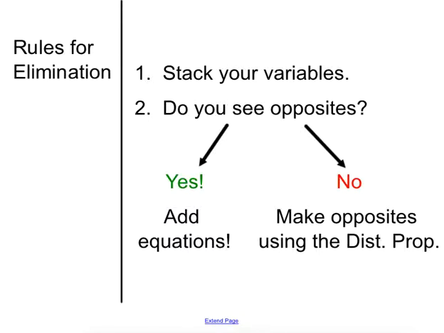Then, in order to do elimination, you need to have opposites. What I mean by opposites is you need to have one that's a positive variable and one that's a negative. If you have opposites, then we get to follow this method and add our equations together. Remember, if you add them, -2 plus 2 gives you 0, which is where the elimination comes from. If you don't have opposites, then you need to make opposites, and I'll show you how to do that in just a second.